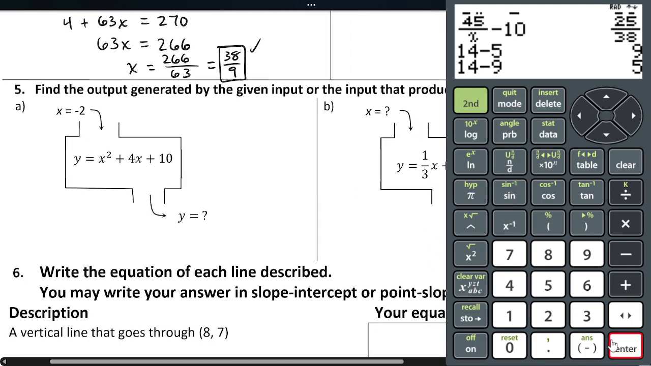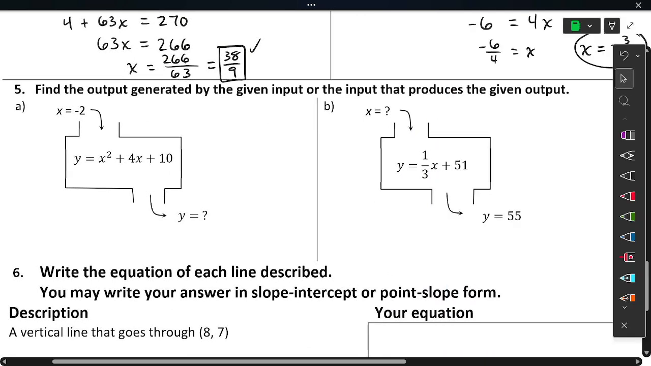Next question says that we are going to find the output generated by the given input, or find the input that produces the given output. So you can see on one of them, I'm giving you what the input is and asking you to find the output. Over here, I'm telling you what the output is, and I'm asking you to identify the value of x that would make that true. So they're kind of reverse values of each other.